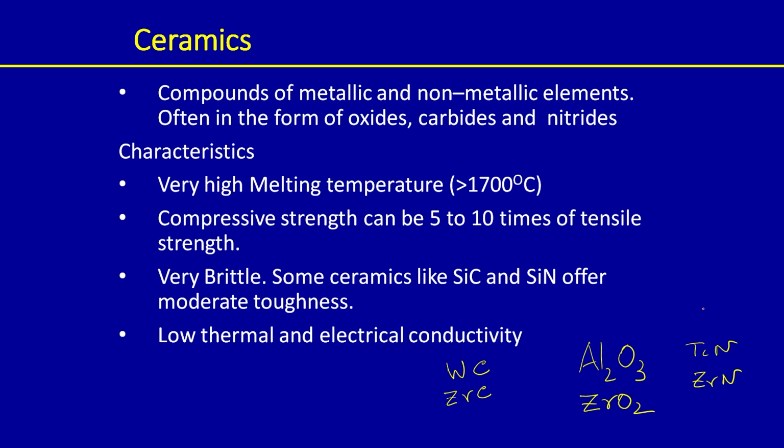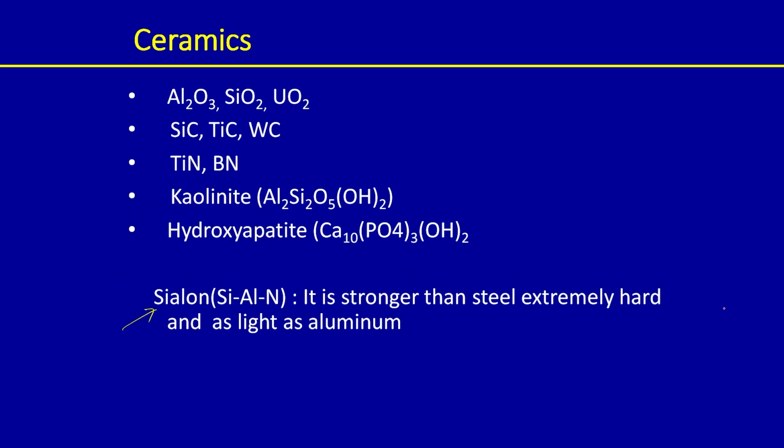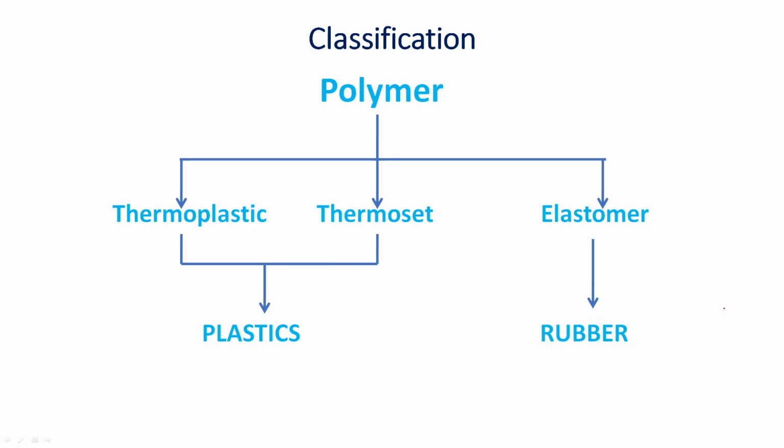Ceramics have very high melting temperatures, and their compressive strengths are much higher than their tensile strengths, but traditionally they are very brittle. But some ceramics like silicon carbide, silicon nitride or zirconium dioxide containing a little bit of yttrium oxide can provide moderate toughness. They normally have low thermal and electrical conductivities. Well, the properties of these we will talk about much later in this class, and then we talk about polymers.